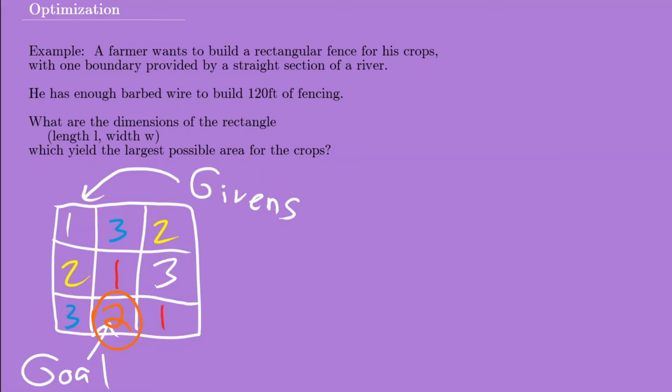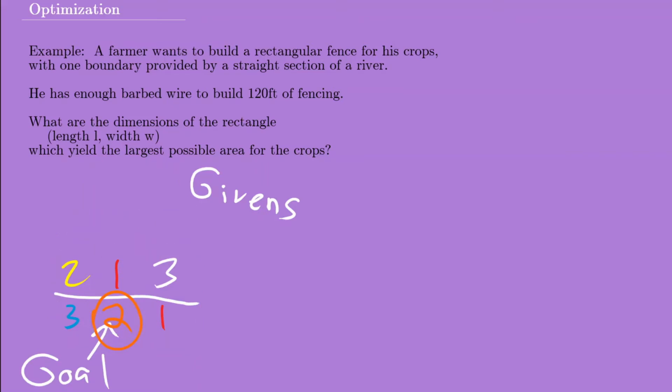Now, let's go back to our optimization example and see if we can solve it. Alright, so a farmer wants to build a rectangular fence for his crops, with one boundary provided by a straight section of river. He has enough barbed wire to build 120 feet of fencing. What are the dimensions of the rectangle, length L, width W, which yield the largest possible area for the crops?